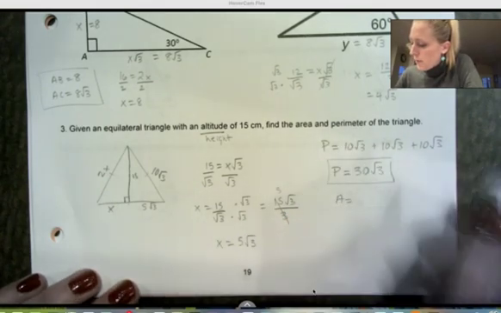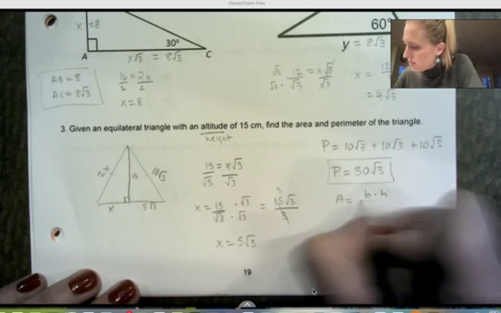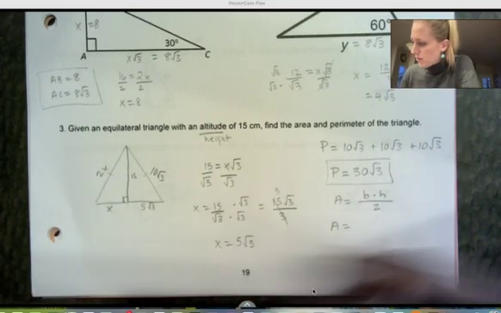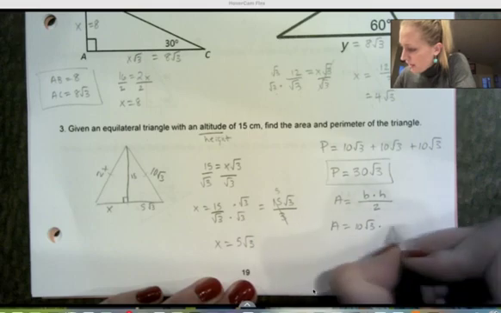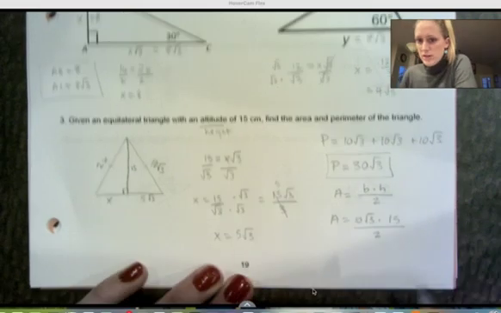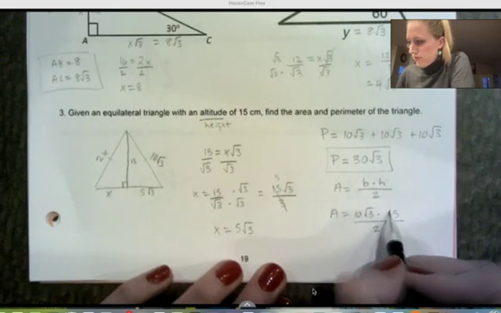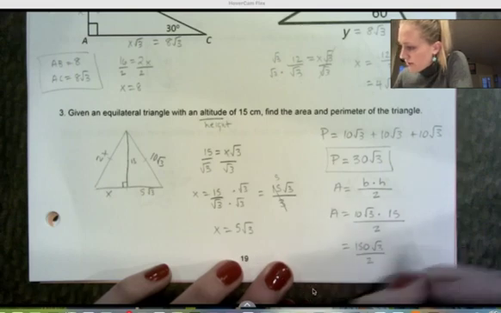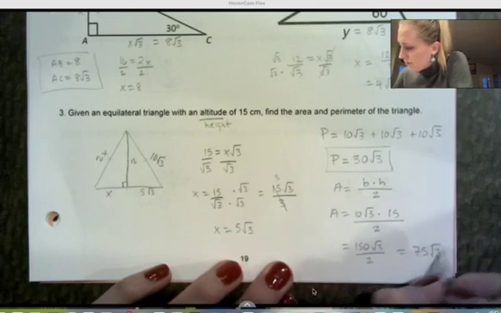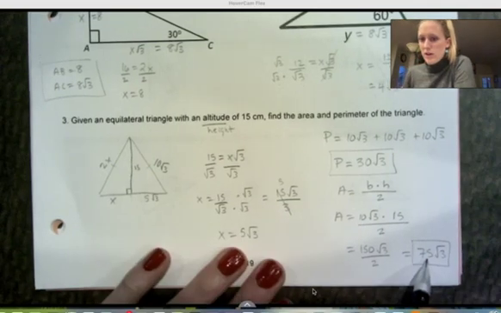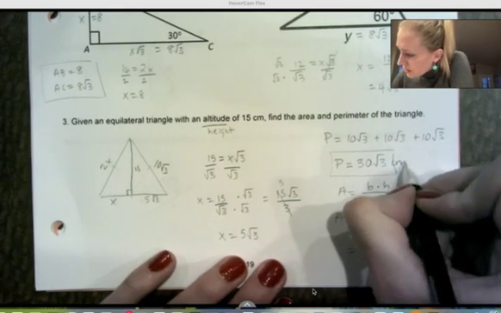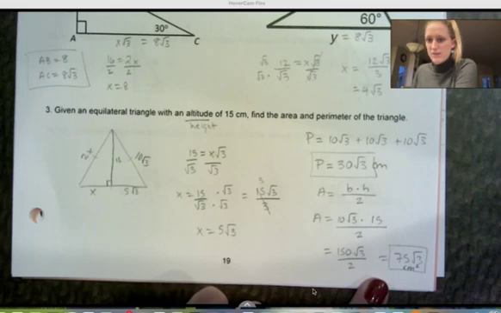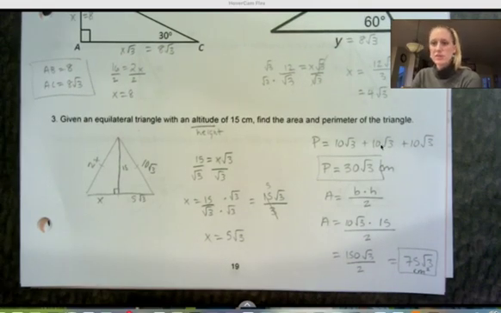Area of a triangle, if you remember, is the base times the height divided by 2. My base is this whole side, so 10 root 3 times the height over 2. 10 times 15 is 150, and 150 divided by 2 is 75. One other thing is, in this one, this should be centimeters, and this one should be square centimeters for area. That's it for the 30-60-90. Thanks for watching.